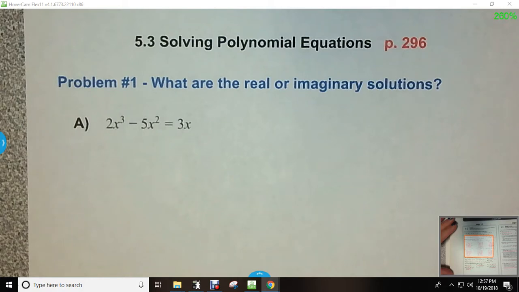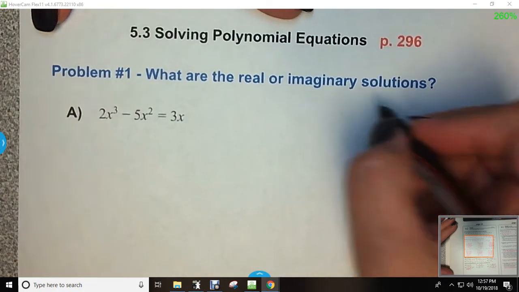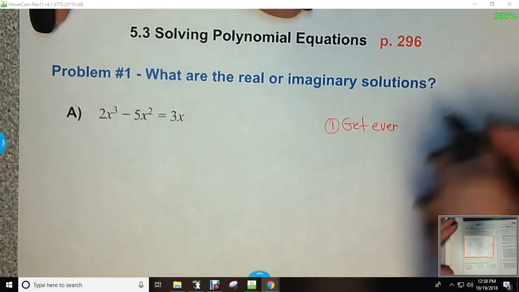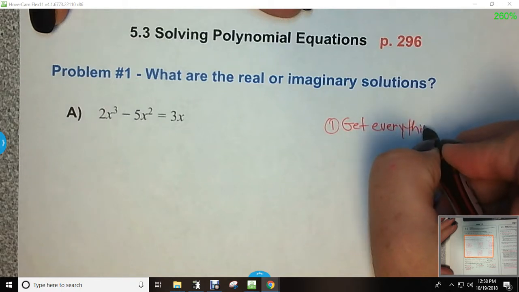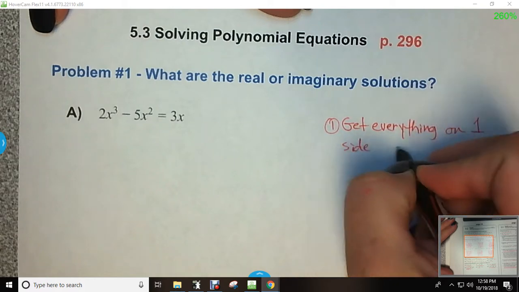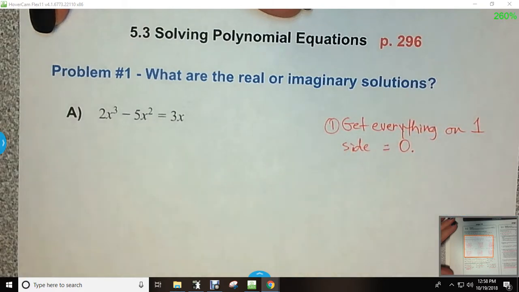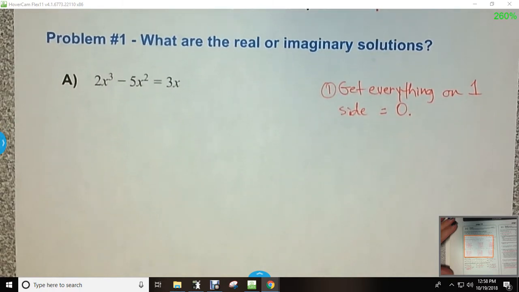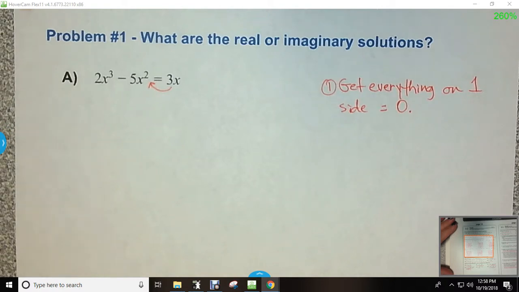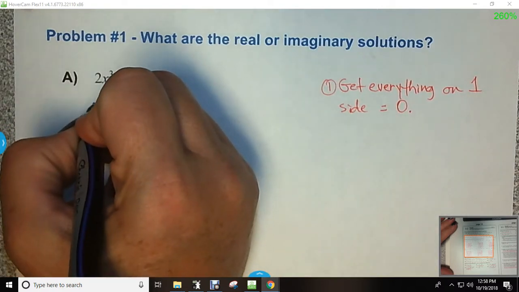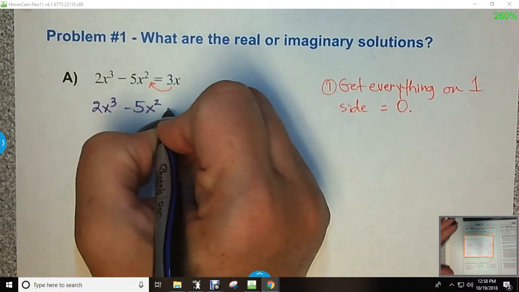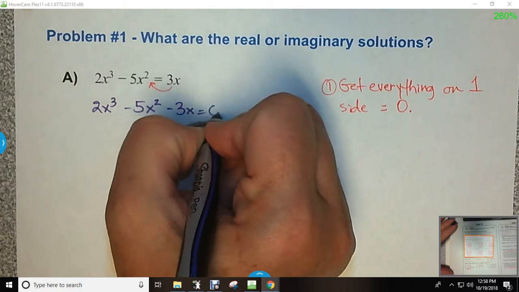The very first thing that you have to do when you're solving this is get everything on one side so it's equal to 0. So I've got to start out by moving that 3x over. To do that, I'm just subtracting 3x from both sides, and I get 2x cubed minus 5x squared minus 3x equals 0.